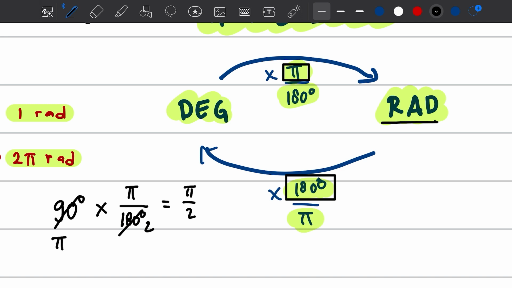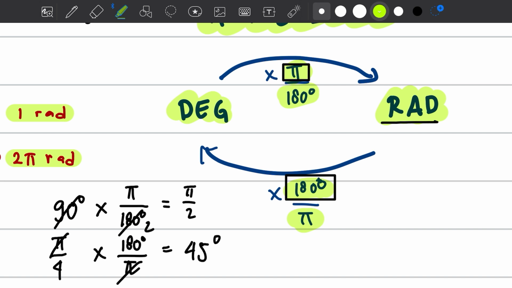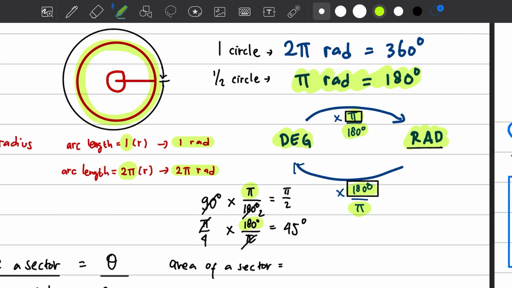When we have, for example, pi over 4 radian, I want to convert to degree. That means I put the radian, the one that I know, in the denominator, which is pi, and the one that we want to convert to, degree, we put on top, 180 degrees. So you can cancel the pi, and you get 180 degrees divided by 4. You will get 45 degrees. So if you want to convert to radian, put pi on top. If you want to convert to degree, put 180 degrees on top. That's how you convert degree to radian.